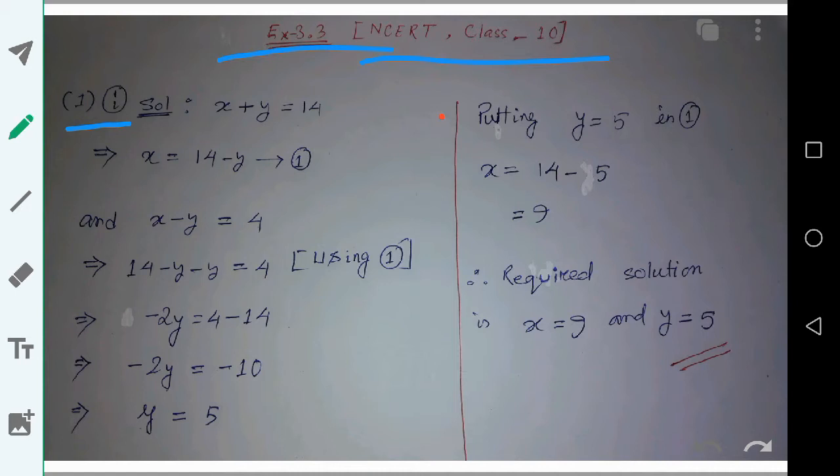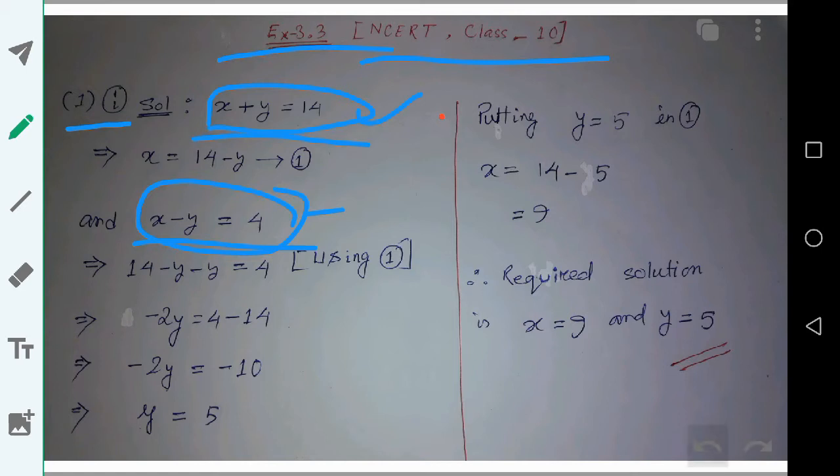The first pair of linear equations are x plus y is equal to 14 and x minus y is equal to 4. These are the two equations in the first question. In order to solve these two equations using substitution method, we have to express any one equation out of these two as a value of x or as a value of y. So let me express the first equation as a value of x.